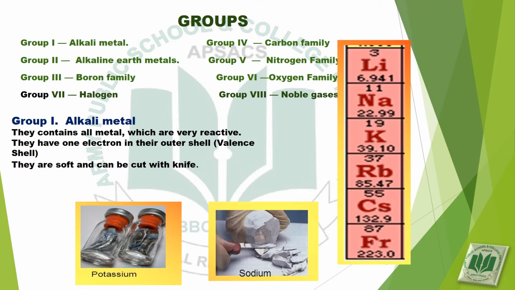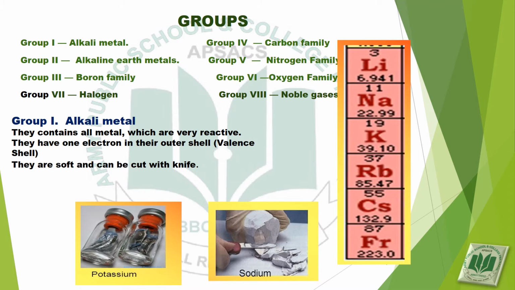Let's see the properties of elements in different groups. First of all, group 1, which is also called alkali metals. The elements in this group have different physical and chemical properties. They are all metals which are very reactive. These are reactive because they have 1 electron in their outer shell. Outer shell is also known as the valence shell.